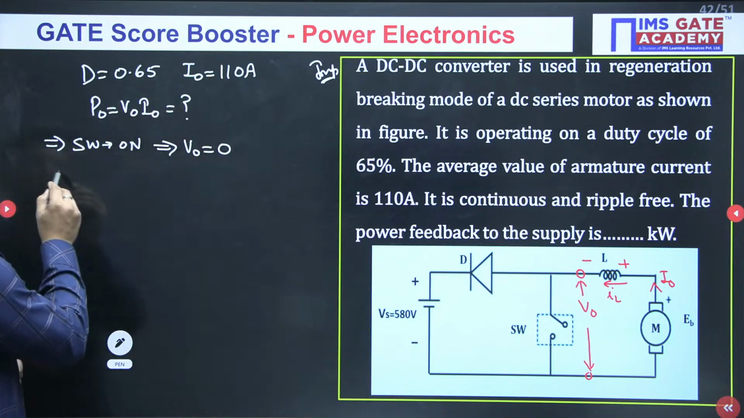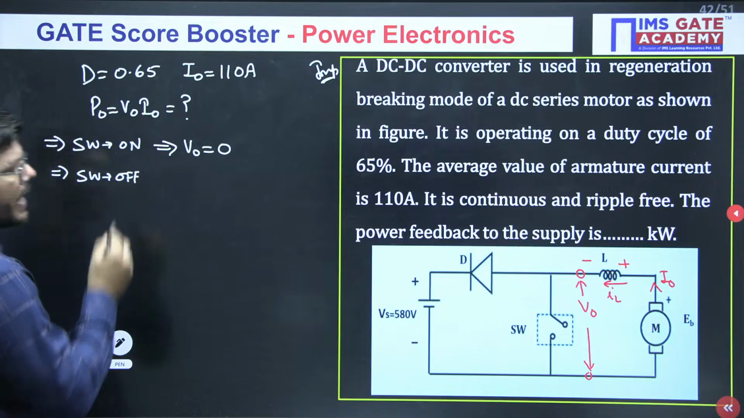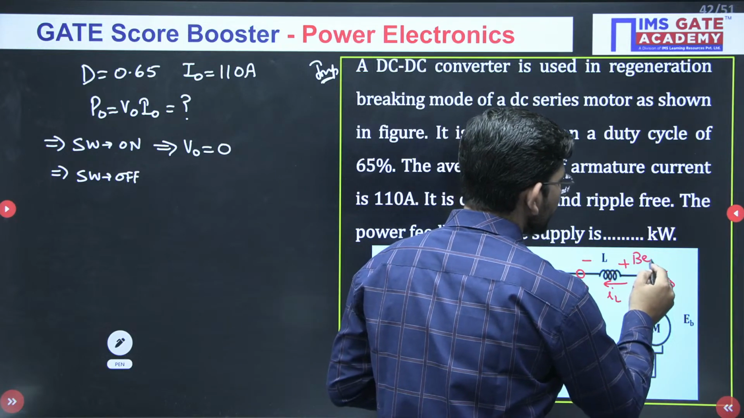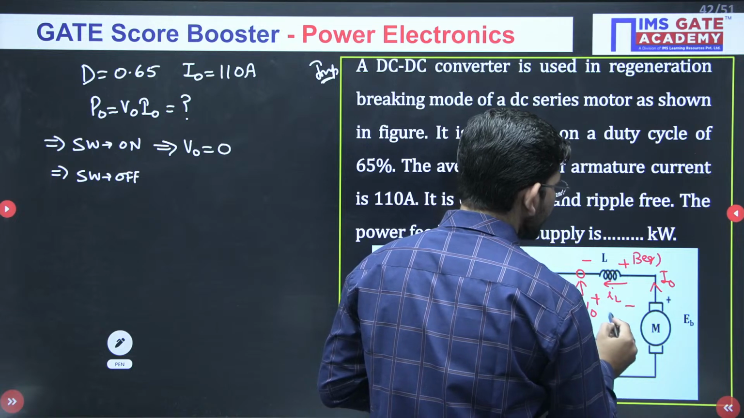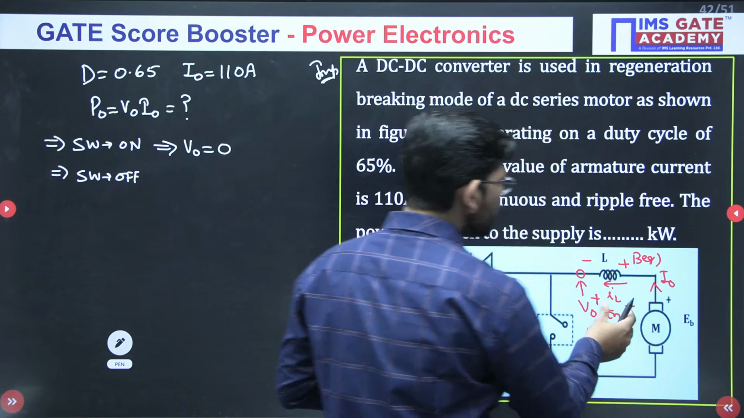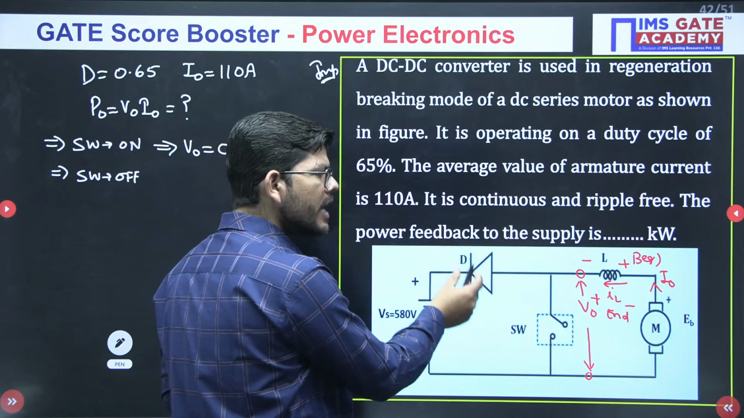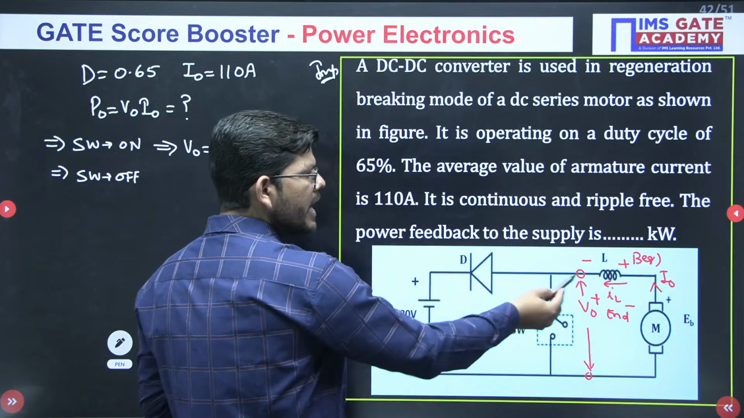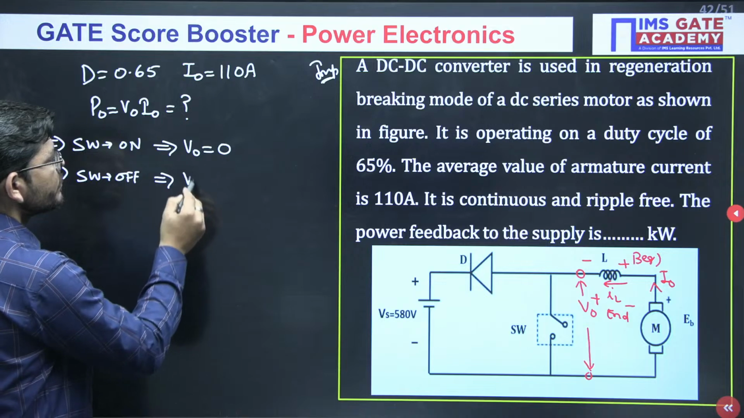Now, when you turn off the switch, what will happen? When the switch is on, this is the inductor polarity at the beginning, and at the end the inductor polarity will be like this, okay. Due to this inductor polarity, this diode will get on. When this diode gets on, your circuit is completed in this manner, and at that moment your output voltage will be equal to Vs, isn't it?